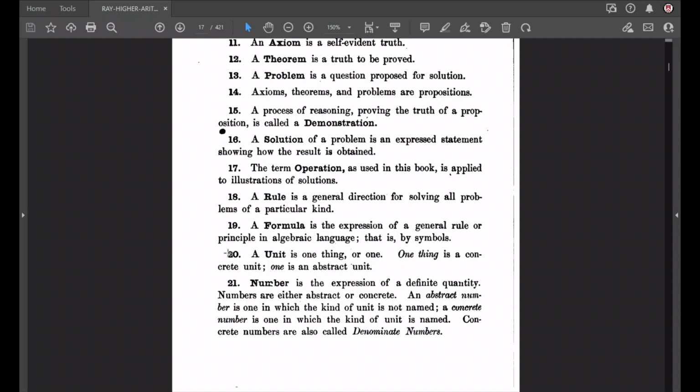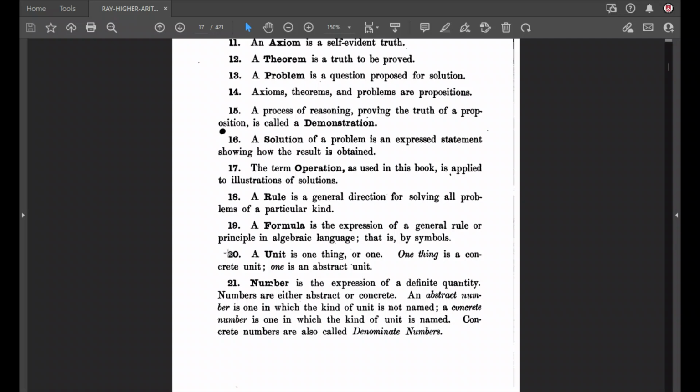A concrete number is a number where the kind of unit is also named. And we talked about this in a previous lesson, right? The number 5 is an abstract number. 5 feet is a concrete number. 27 is an abstract number. $27 is a concrete number. If the unit is included, it's a concrete number. If there's no unit and we're just referring to the number itself, that's an abstract number.